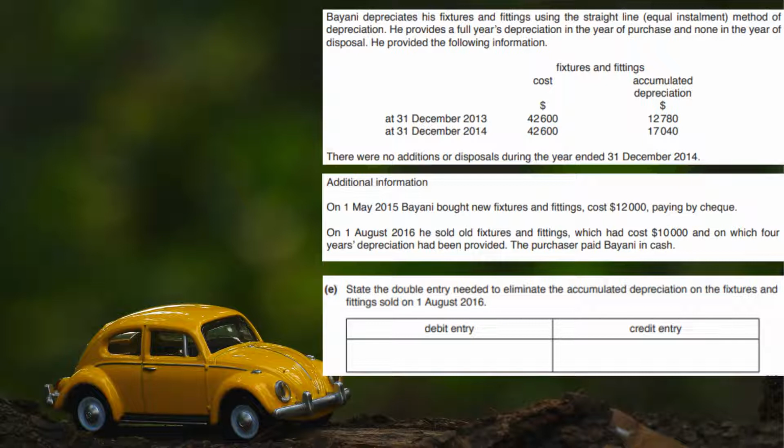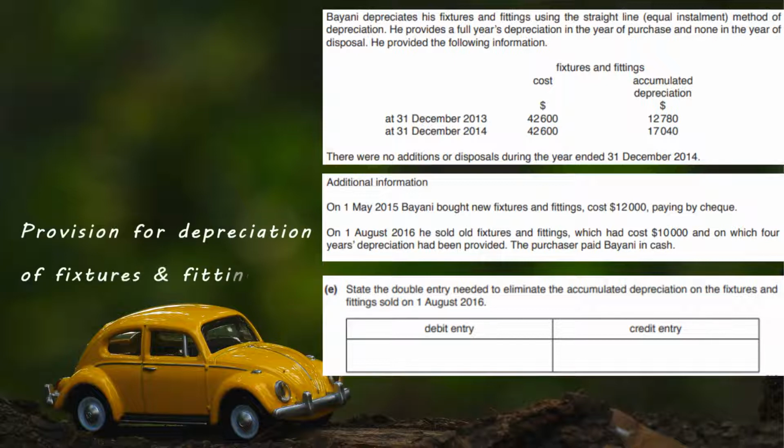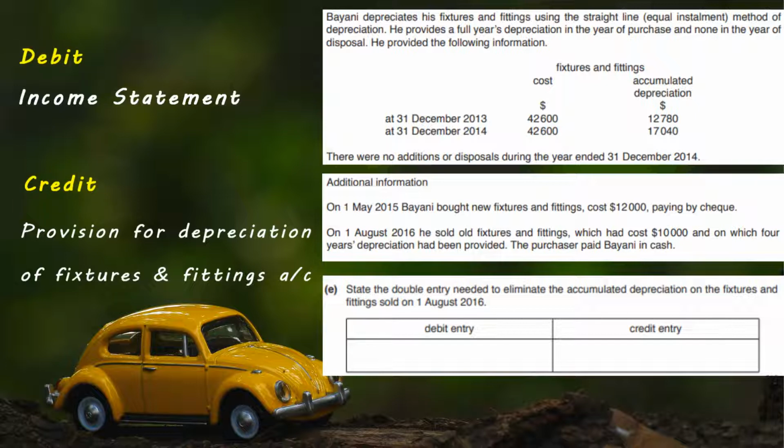In section D, they say state the double entry needed to record the depreciation charge for the year ended. So we just have to record the depreciation charge. How do we do that? We know we have to record it in the provision for depreciation and we transfer it to the income statement. So your provision account is always credited. So you credit your provision account and debit your income statement.